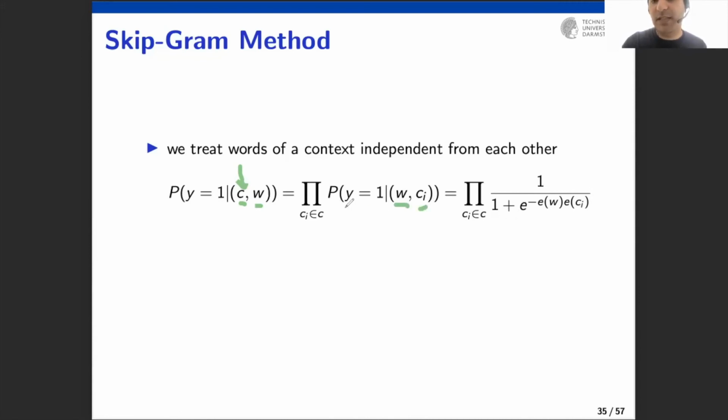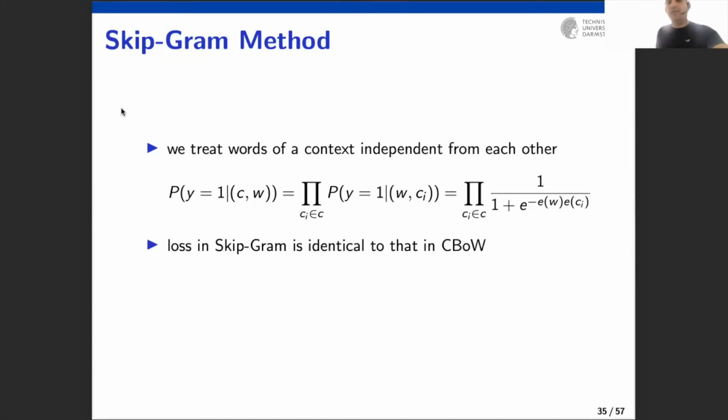And this probability, this inside probability, can be estimated by a sigmoid function over the dot product of the vector representation of the word and the vector representation of the context word c_i, which is any word in the context. So again, in this model, the only parameters that we have are word embeddings, which are initialized randomly. The loss in the skipgram method is identical to the loss in the continuous bag of words.